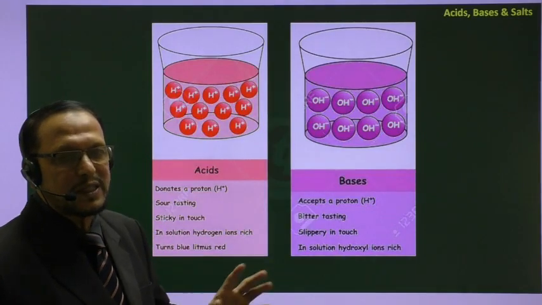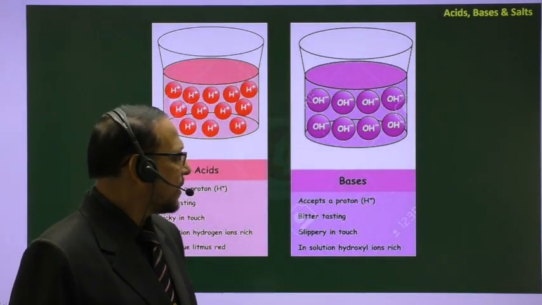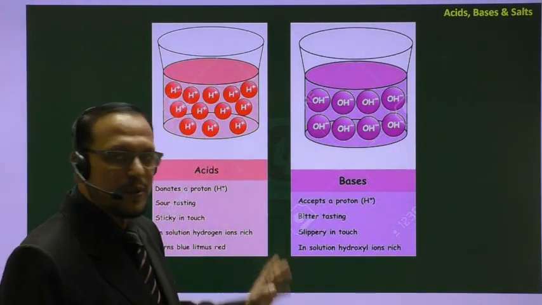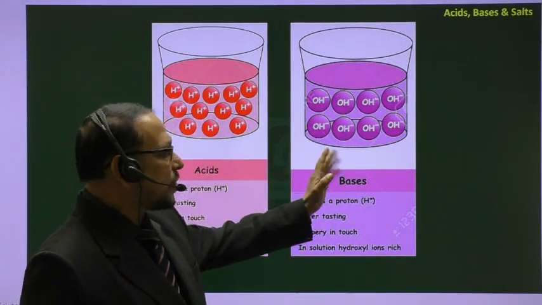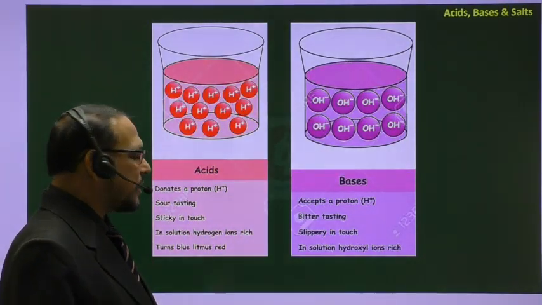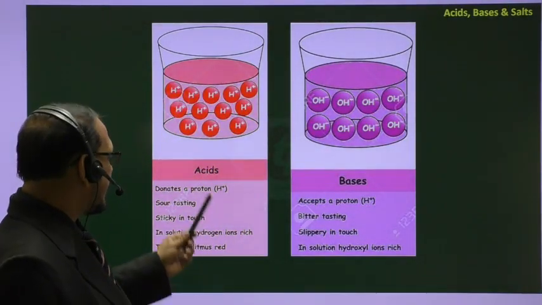Similarly, bases we learn. A common base example is soap, which contains bases. Bases contain hydroxide ions. We learn that later on; today our topic is acid. So bases normally contain hydroxide ion, and acid contains hydrogen ion or H plus ions.